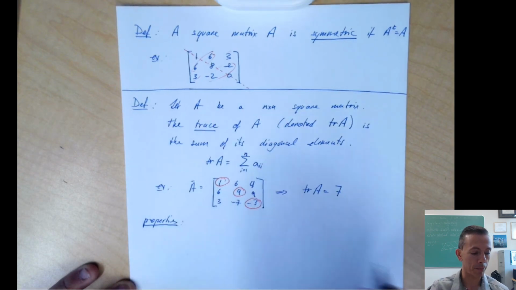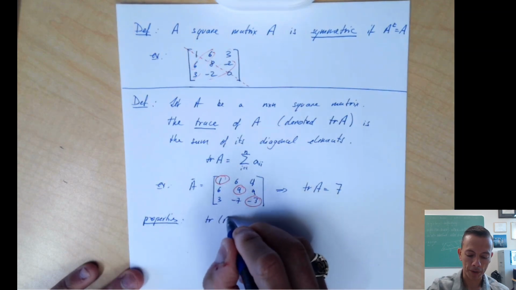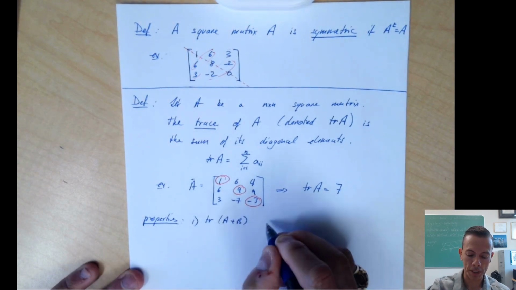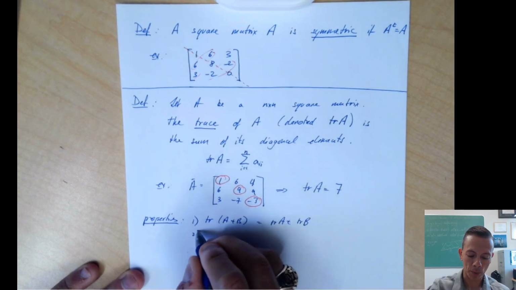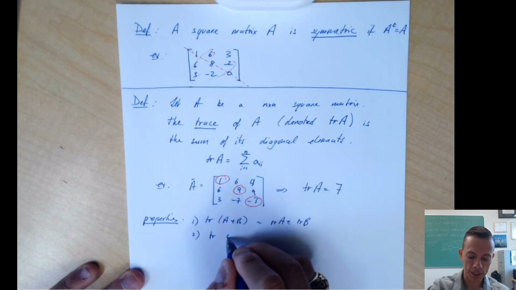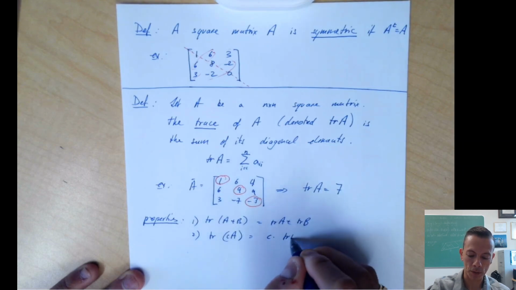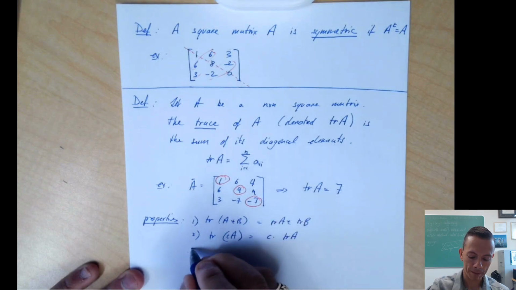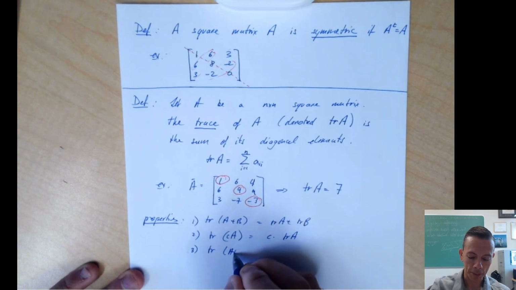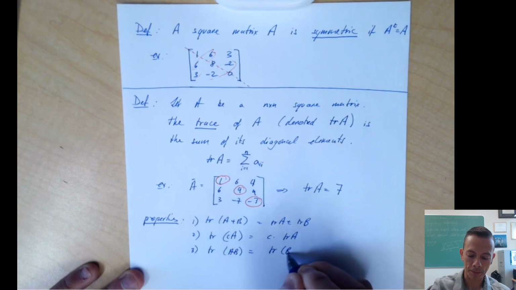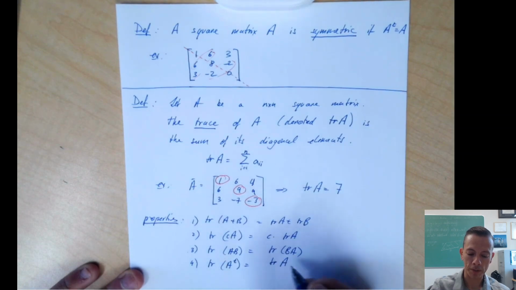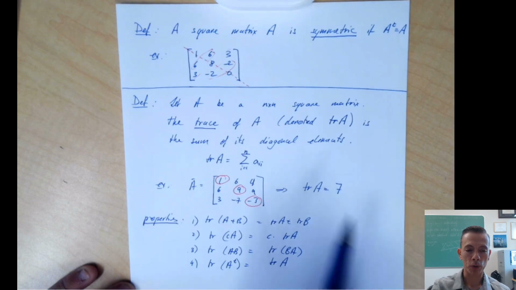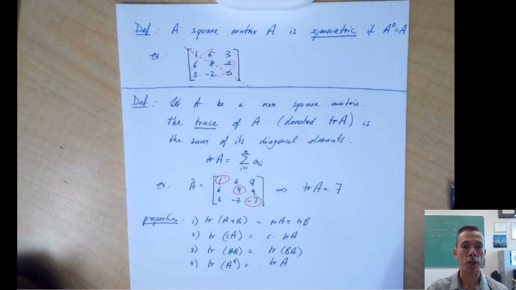So the properties of this operation, most of them are very straightforward. The trace of a sum is equal to the trace of A plus the trace of B. Same thing with the scalar multiple. The trace of C times A is equal to C times the trace of A. So the trace of AB is equal to the trace of BA. And the trace of A transpose is equal to the trace of A, because when you transpose a square matrix, the diagonal elements do not change.